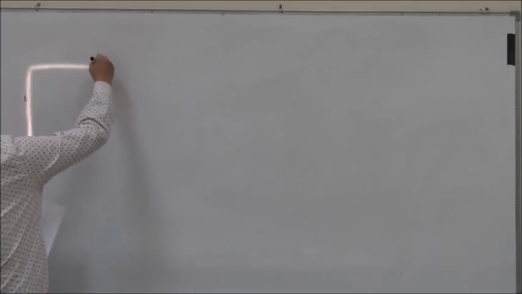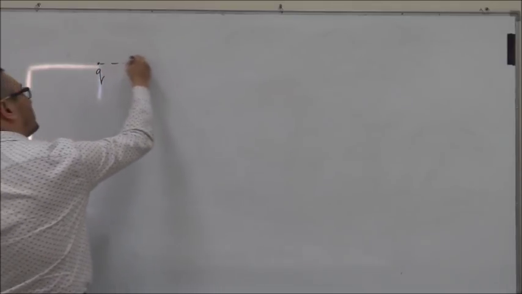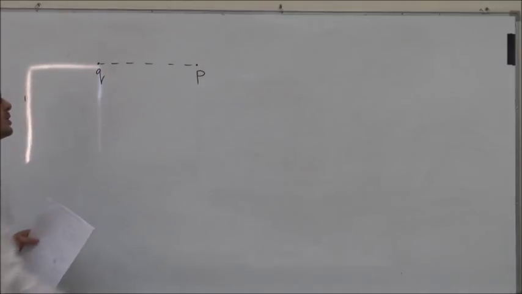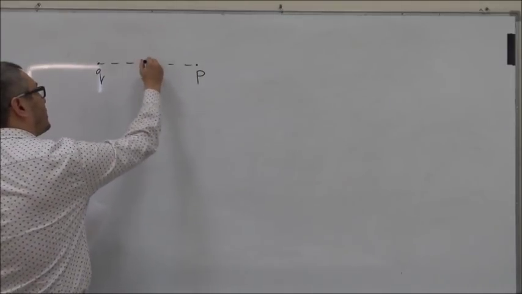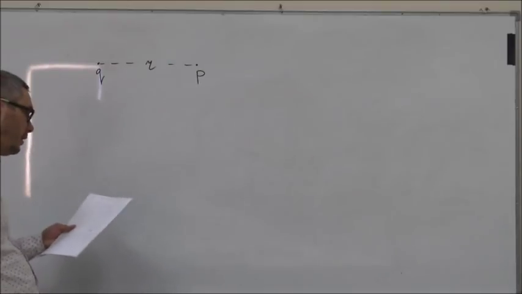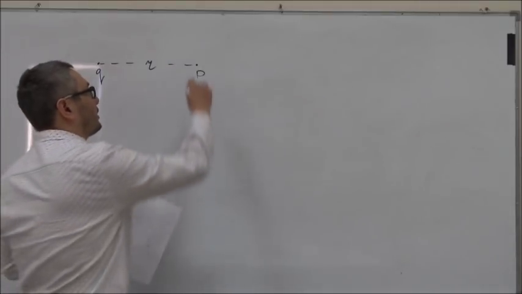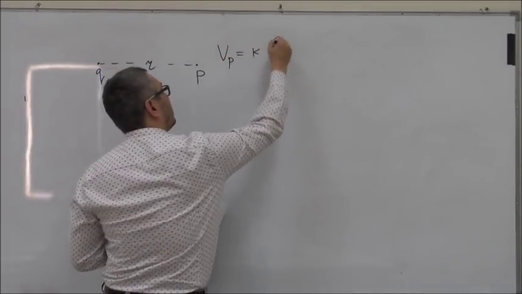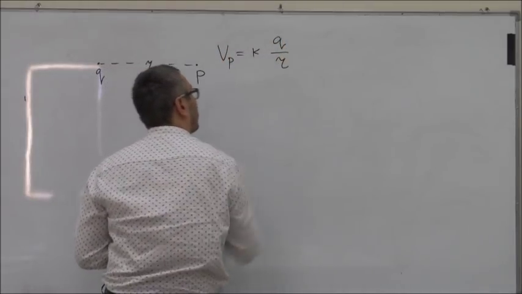So let's say that we have a point charge Q and we want to find out the electric potential at point P, which is at a distance r from the charge. Now we've learned that electric potential at this point is equal to KQ over r.